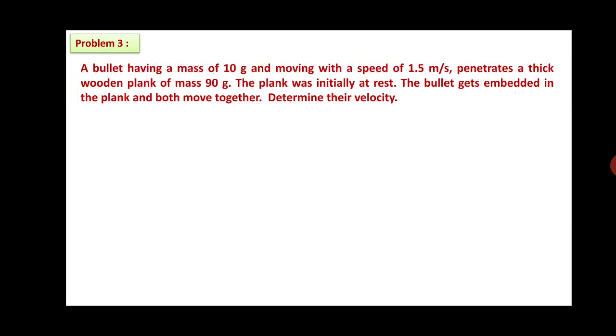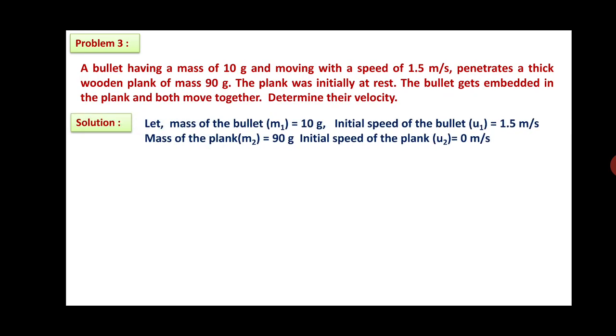We see the third problem. A bullet having a mass of 10 gram and moving with a speed of 1.5 meter per second penetrates a thick wooden plank of mass 90 gram. The plank was initially at rest. The bullet gets embedded in the plank and both move together. Determine their velocity. Friends, here mass of the bullet m1 is equal to 10 gram. Initial speed of the bullet u1 is equal to 1.5 meter per second. Mass of the plank m2 is equal to 90 gram and initial speed of the plank is equal to 0 meter per second.